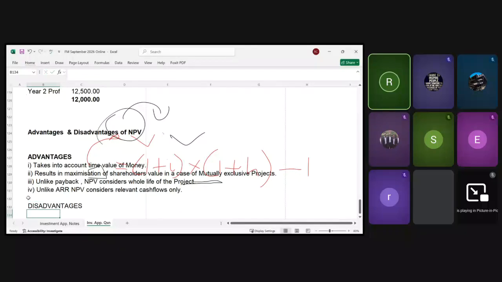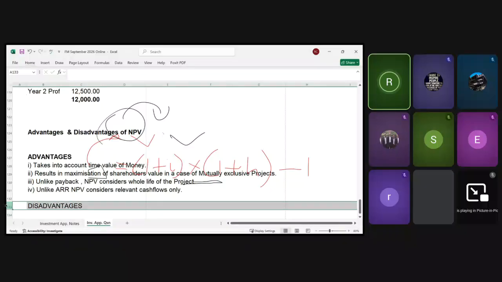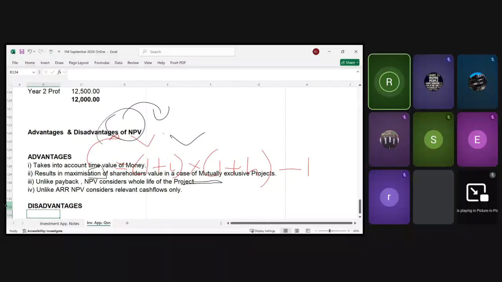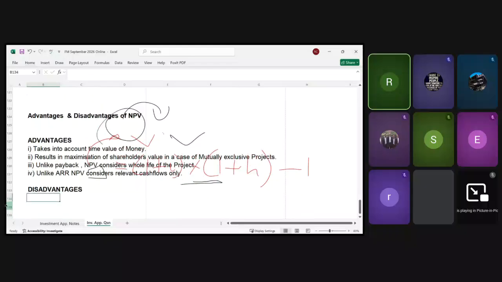Disadvantages of NPV. Number 1, difficult to explain to non-financial managers. It is difficult for us to explain to those people who don't understand numericals.